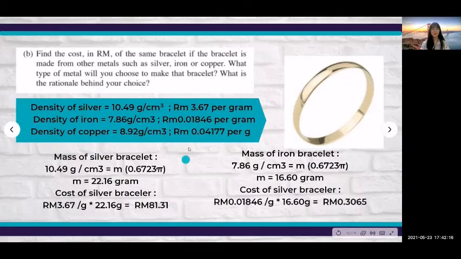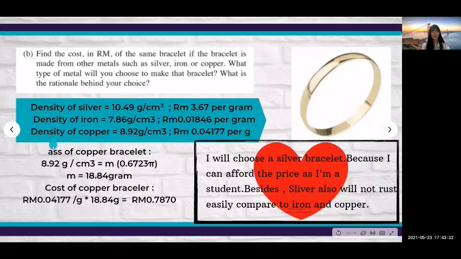First, we find the silver bracelet. By also applying the same formula, the mass that I get is 22.16 gram. So the final cost of the silver bracelet is 81 ringgit 31 cents. So this is the iron bracelet that I calculated. The mass of the iron bracelet is 16.6 gram, and the cost is 0.3 cents. The mass of the copper bracelet I get is 18.84 gram, and the final cost is 78 cents.